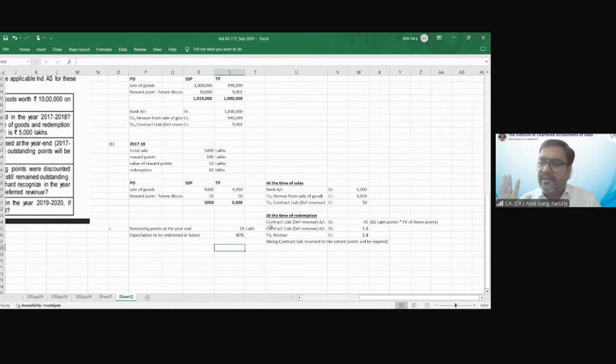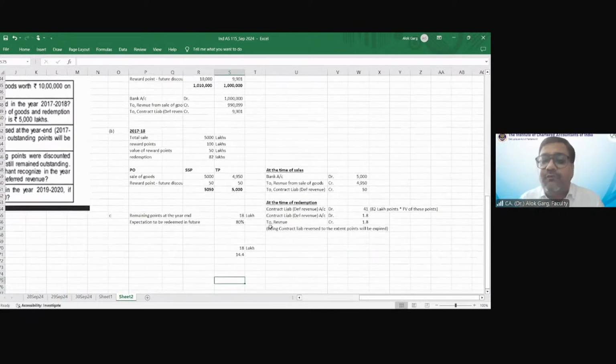Yeah. Right. And today, sitting on 31st March 18, you have some expectation that the customers are going to avail only 80% of the reward points. मतलब ये जो 18 लाख का रिवार्ड पॉइंट है, इसमें से कस्टमर सिर्फ 80% अवेल करने वाले हैं. The customers are going to avail only 14.4 lakh, right? Yes. So my remaining liability is 9 lakh, which pertains to 18 lakh reward points.